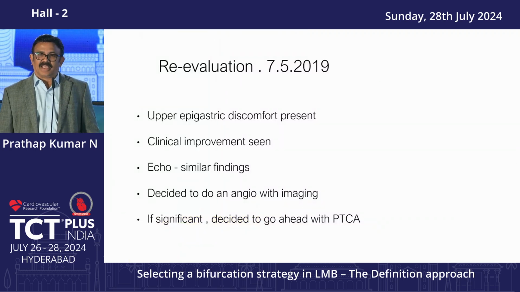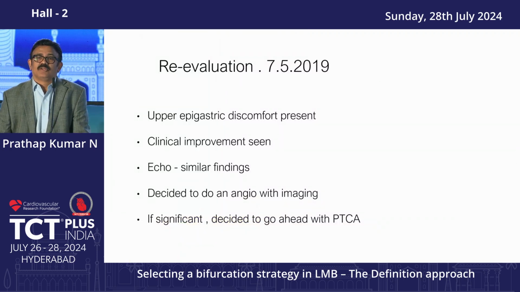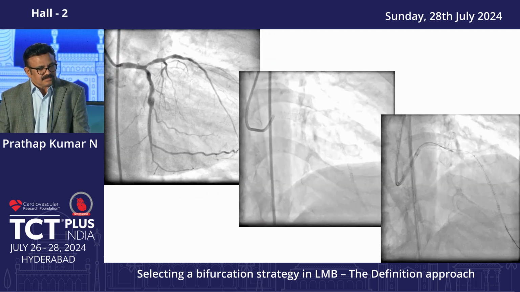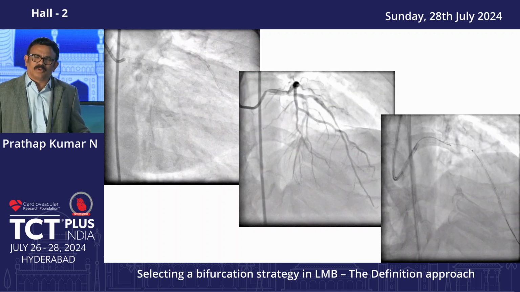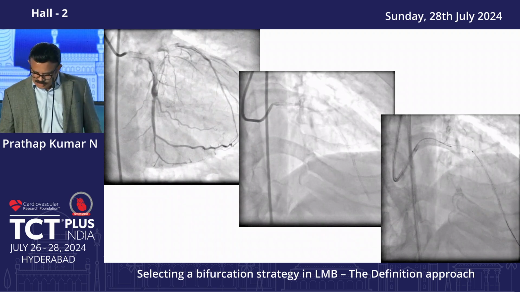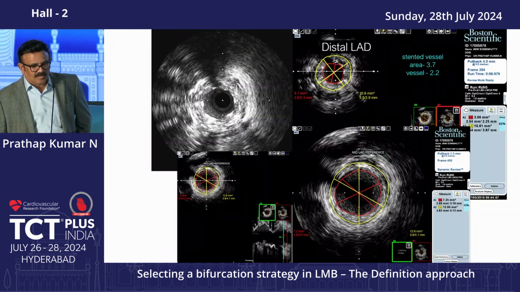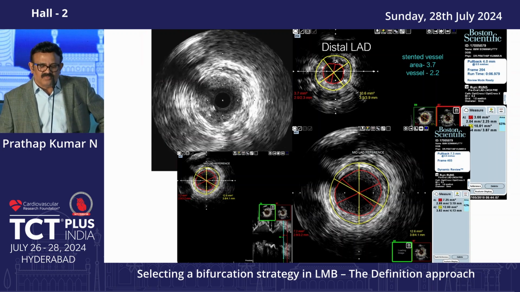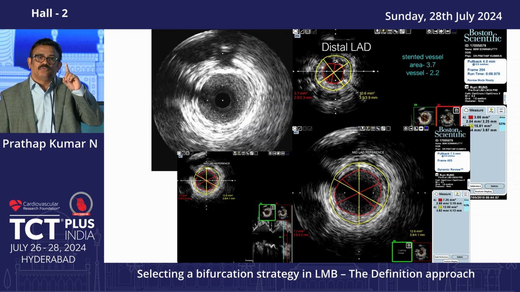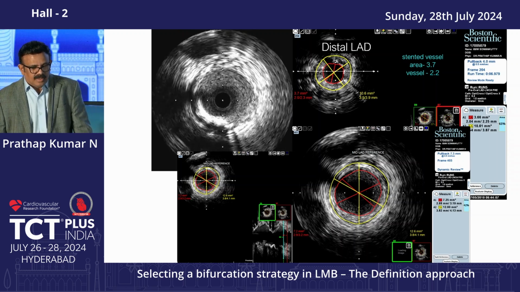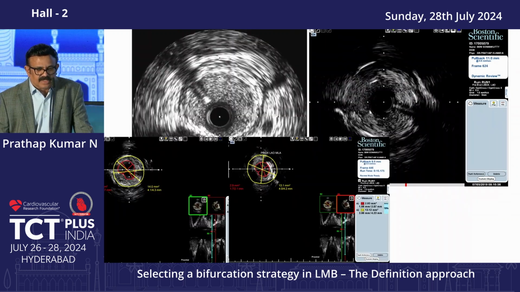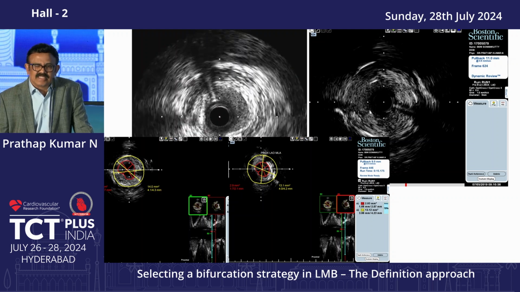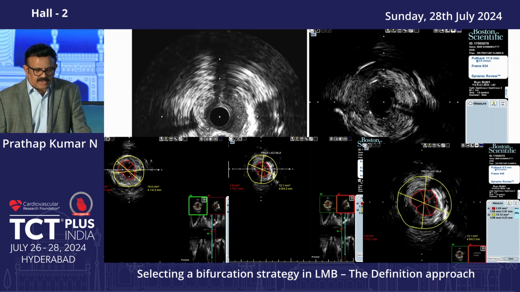After 1 year, again he came with an epigastric discomfort in 2019. This was the angiogram. This time I was actually more well versed with the imaging, so I thought I'll do an imaging for this fellow. So I understood the stented area has an area of 3.7 with a vessel of 2.2. I put a 2.25 stent. Very good. The medial LAD reference was definitely low. So the LAD ostioproximal part is very, very small. It is only 3 millimeters square.